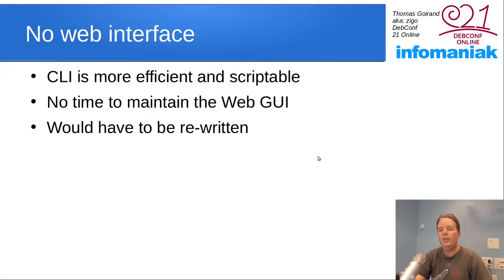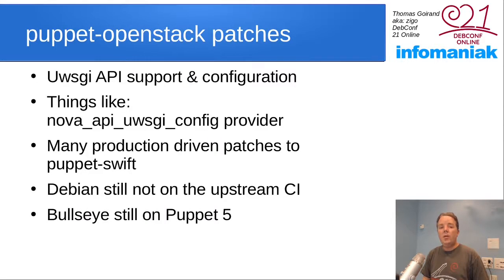So why no web interface? Well, over the years, I found out that CLI is way more efficient and it's scriptable. I had no time to maintain a comfortable web GUI. And if we were to do a web GUI again, probably it would need to be rewritten from scratch. The OpenStack packages are pre-configured to use uWSGI as the web server for the OpenStack API. uWSGI is very nice because it performs very well. However, Puppet OpenStack didn't have support for it. This has been contributed and is available in Bullseye.